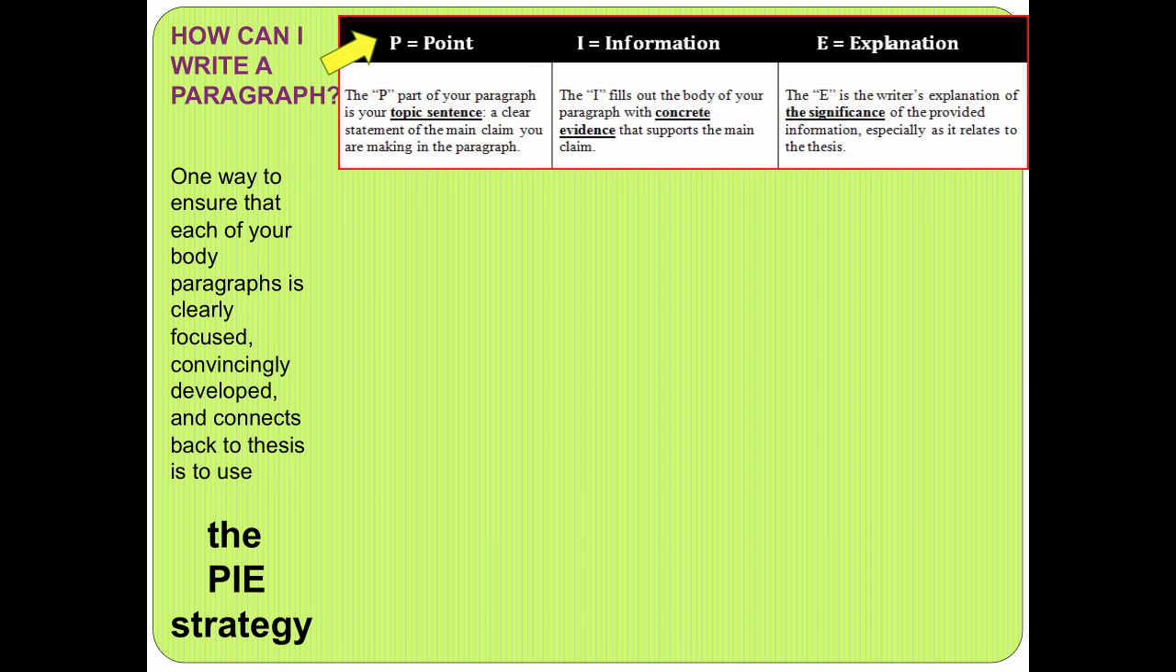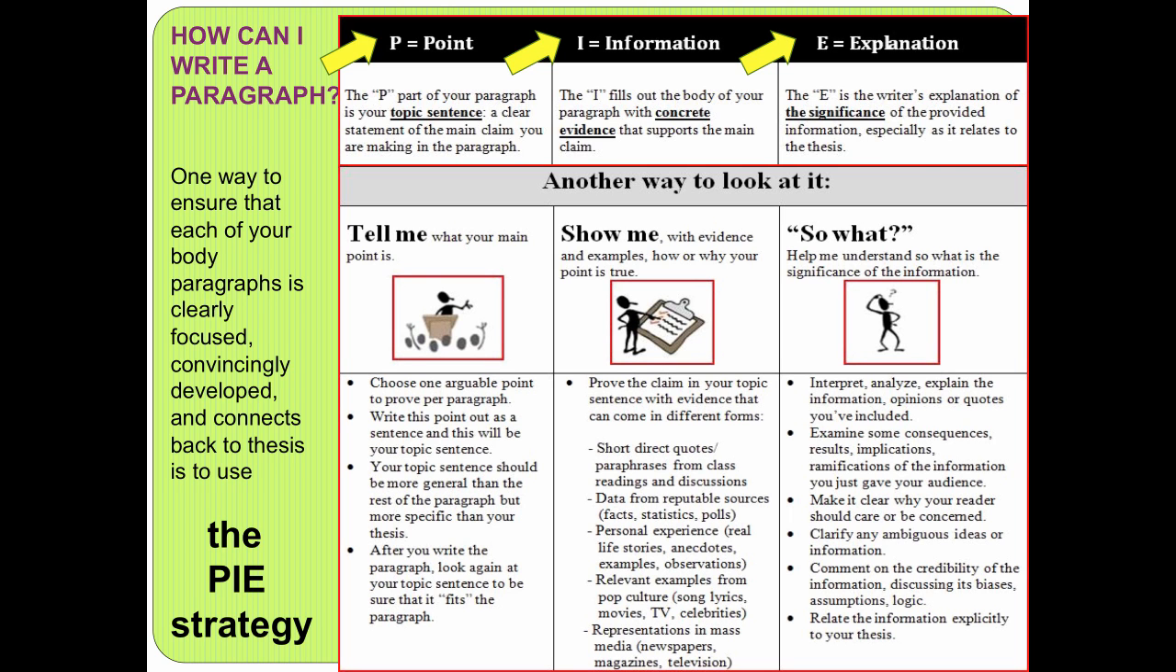P equals point. The point part of your paragraph is your topic sentence, a clear statement of the main claim you are making in the paragraph. I equals information. The I fills out the body of your paragraph with concrete evidence that supports the main claim. E equals explanation. The E is the writer's explanation of the significance of the provided information, especially as it relates to the thesis. Another way to look at it.